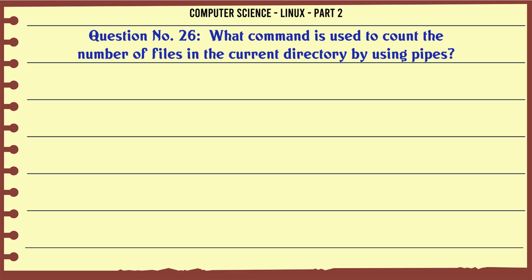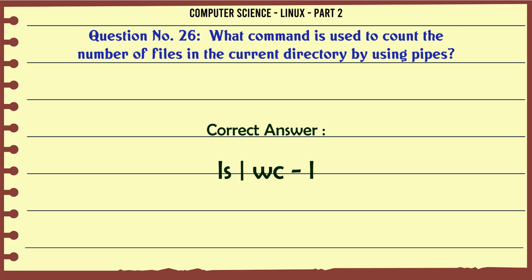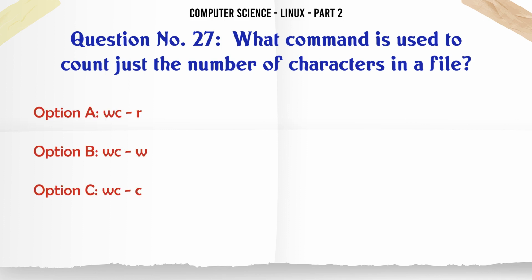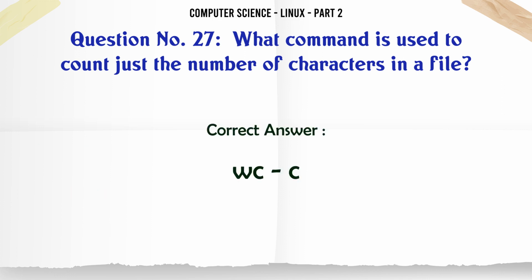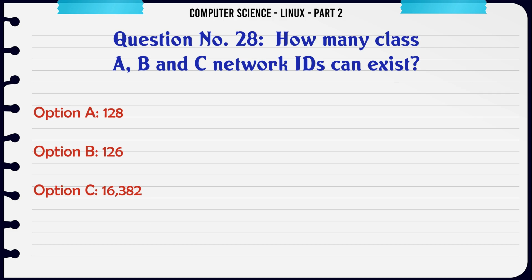What command is used to count the number of files in the current directory by using pipes? A. ls | wc -c, B. ls | wc -w, C. ls | wc -l, D. ls | wc. The correct answer is ls | wc -l. What command is used to count just the number of characters in a file? A. wcr, B. wcw, C. wcc, D. wc1. The correct answer is wcc. How many class A, B, and C network IDs can exist? A. 128, B.